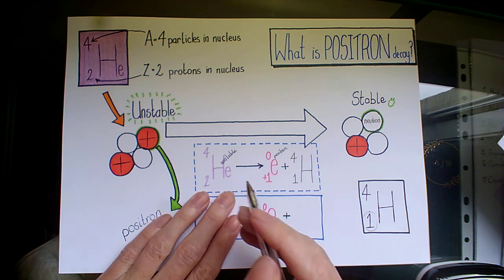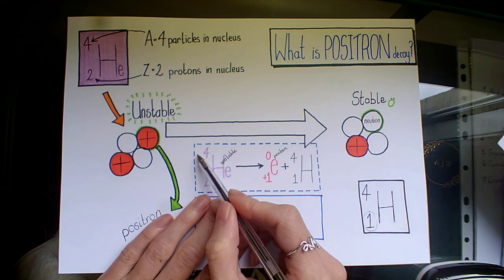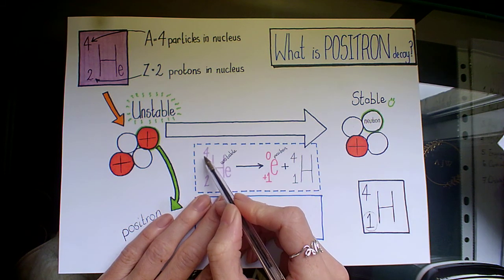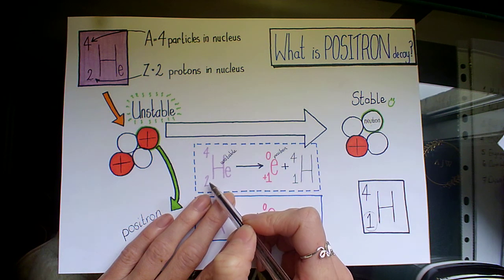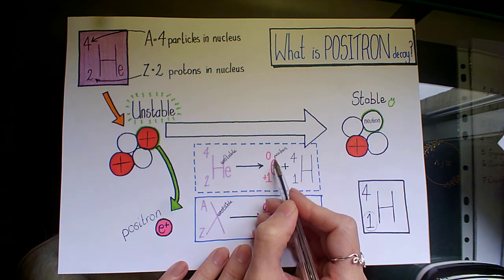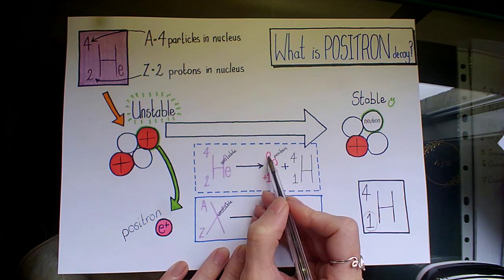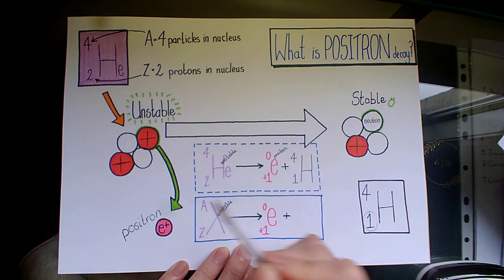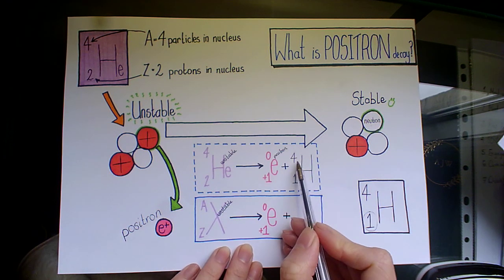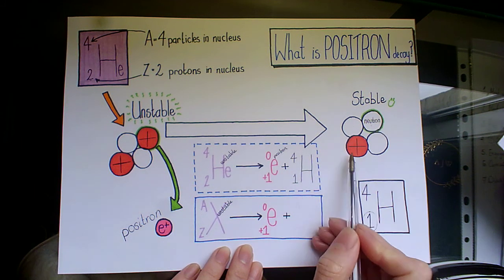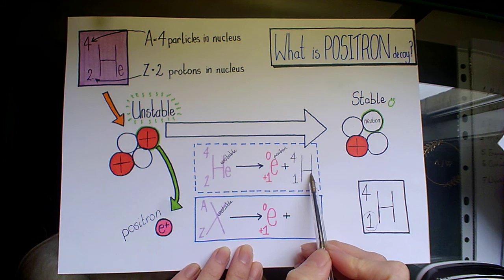If we were to put that back into our equations like we always do, we started out with our unstable helium nucleus or helium atom with a mass number of 4 and a proton number, an atomic number, of 2. We emitted a positron, and we write that as an e because it's like an electron with no mass, but it has a positive charge, a positive electron, a positron. And just like we wrote down here, we were left with an atom with 4 subatomic particles in the nucleus, 1, 2, 3, 4, and just one of them is a proton. That means we're left with hydrogen.